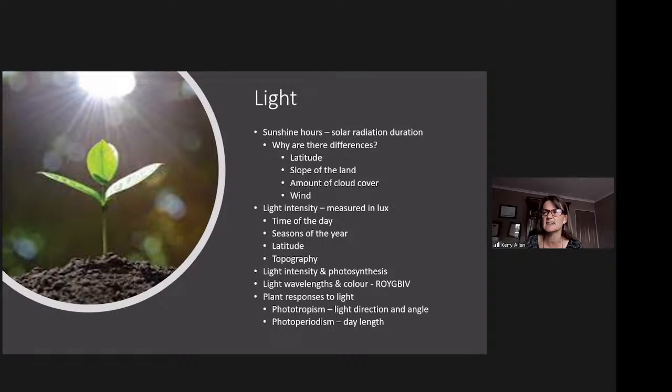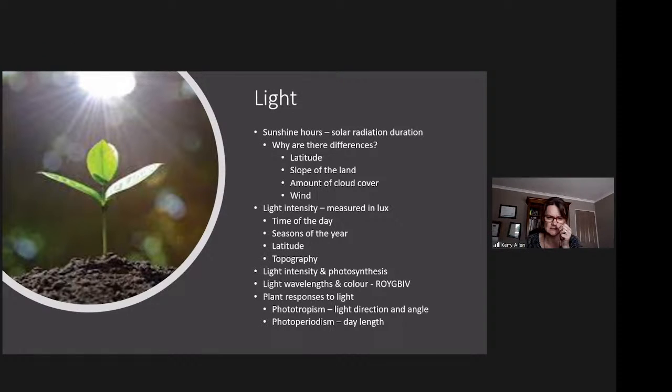So you need to understand what light does, how it impacts the environment, and therefore how it impacts plants and how they grow. In particular, we look here at the latitude. Different latitude gets different light. The slope of the land, so north facing in the southern hemisphere has more light than south facing. Some areas have more cloud cover, so that reduces the amount of light, and wind can play an impact on that, particularly with cloud cover. So you have less light.